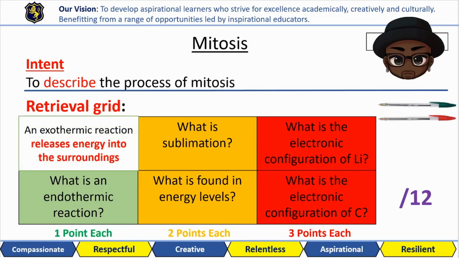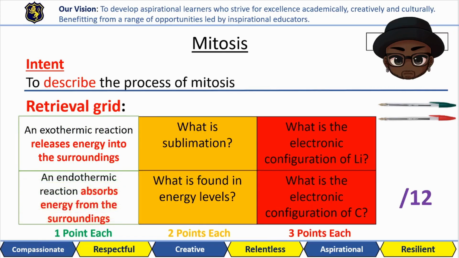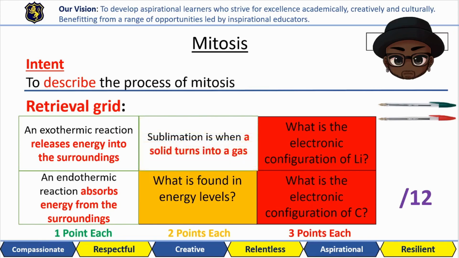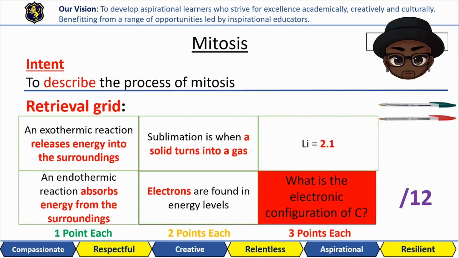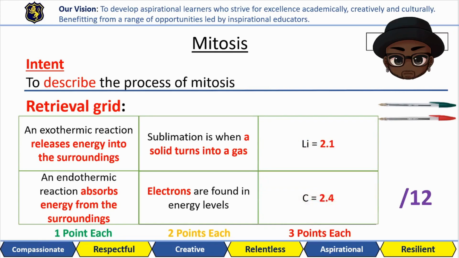An exothermic reaction releases energy into its surroundings, and therefore an endothermic reaction absorbs energy from its surroundings. Sublimation is when a solid turns into a gas. Electrons are found in energy levels, or you can say shells. Lithium has an electronic configuration of 2.1. Carbon has an electronic configuration of 2.4.